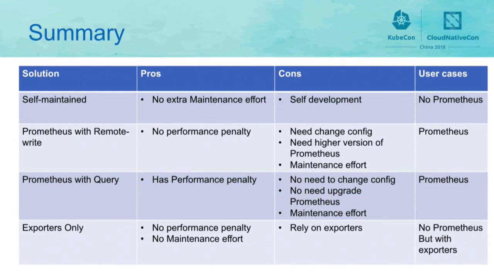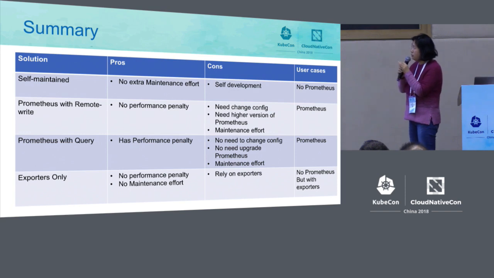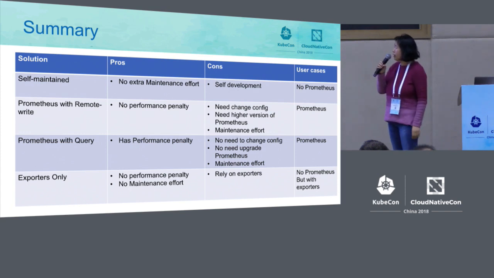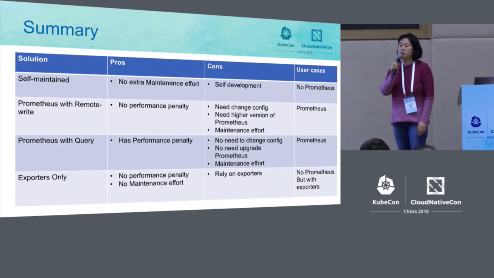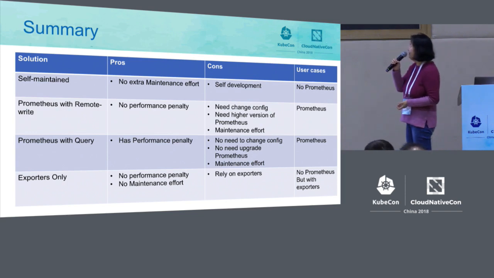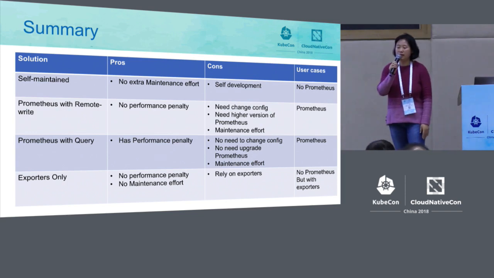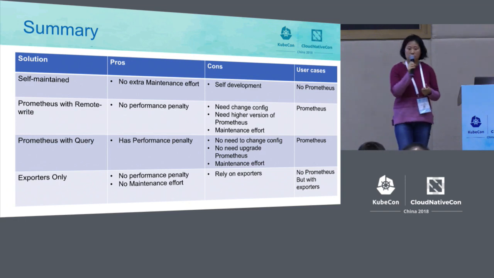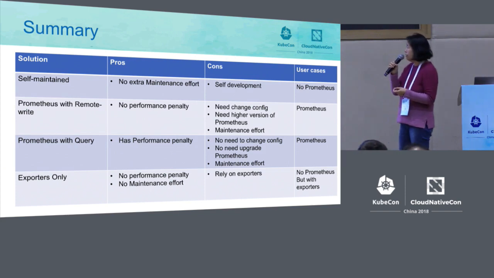A brief summary about pros and cons of different monitoring strategies and use cases. First of all, self-maintained. The pros are no extra maintenance effort. You only rely on the resources that we offer you, so no extra cost for maintenance of Prometheus. But the con is you need self-development. The use case, as I mentioned before, is small workload migrated to Kubernetes. If you want to use a legacy system, no Prometheus exists, so you can select this solution.